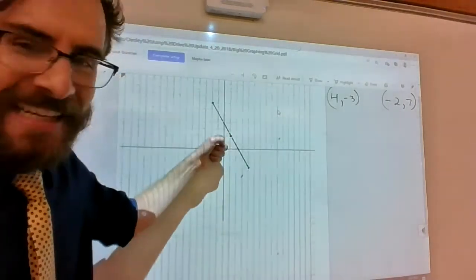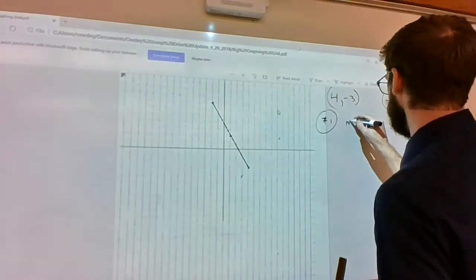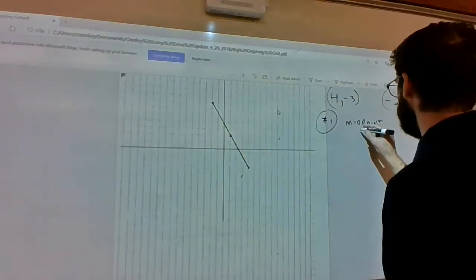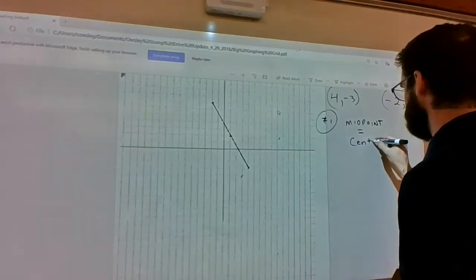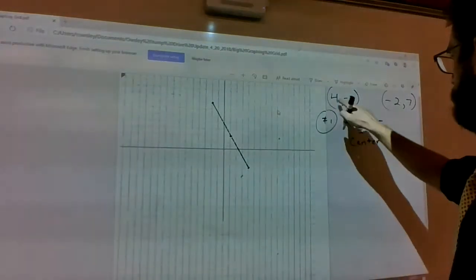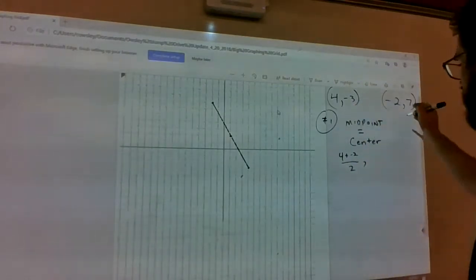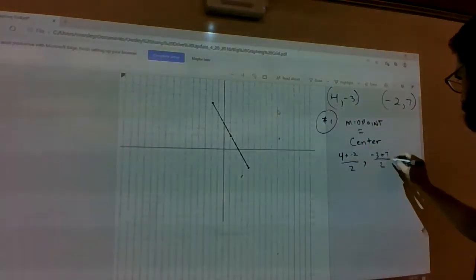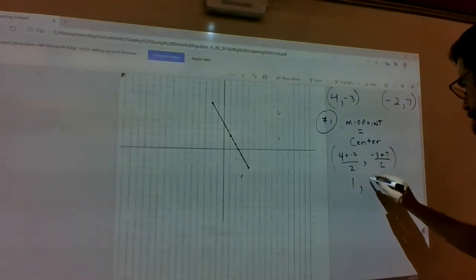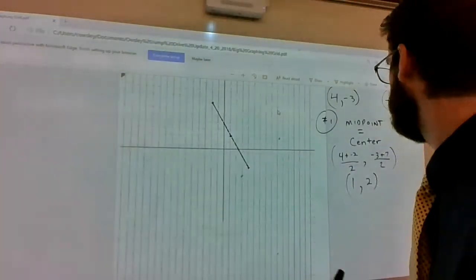Step 1, I need the midpoint between these two. So the midpoint of this diameter is equal to the center of the circle in question. So if you recall, the midpoint was just add the x's, divide by 2, add the y's, divide by 2, and you get 2 over 2, which is 1, 4 over 2, which is 2. It's 1, 2, which is pretty good. The visual on this is spot on.